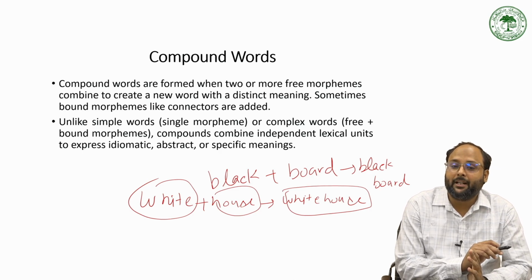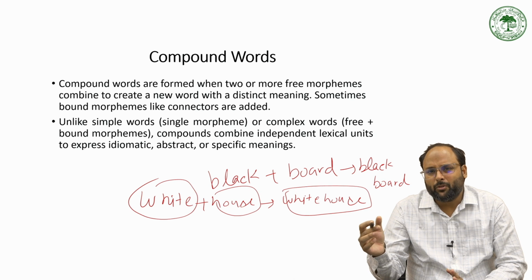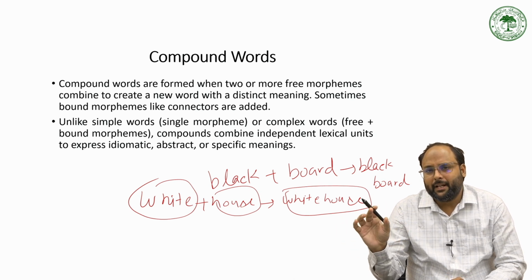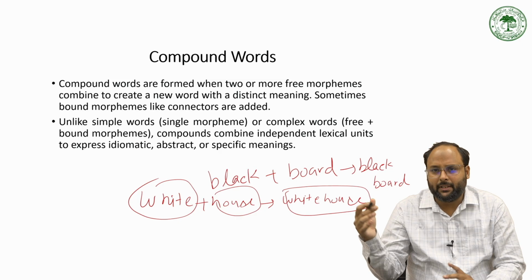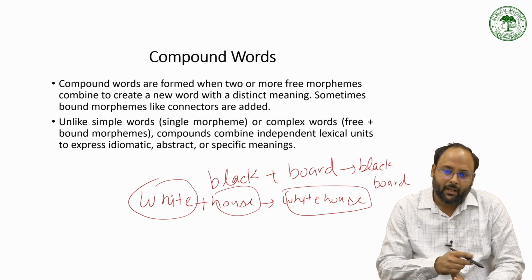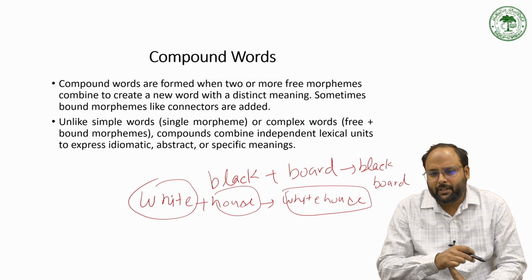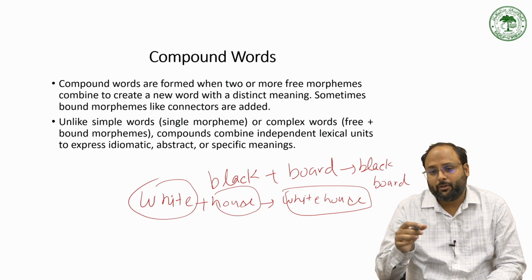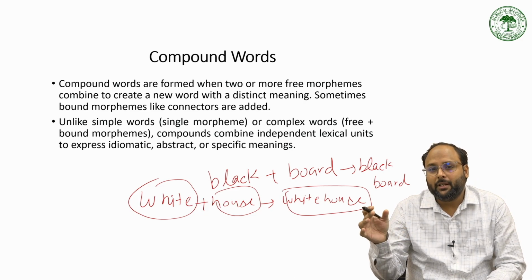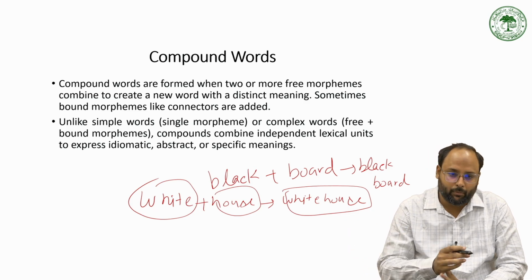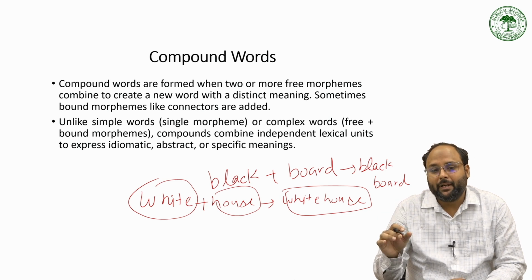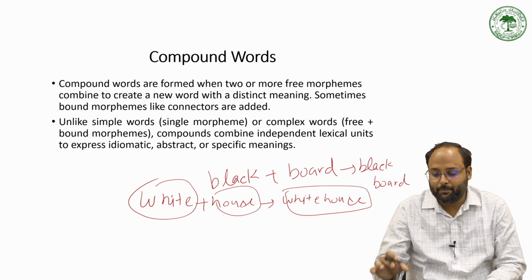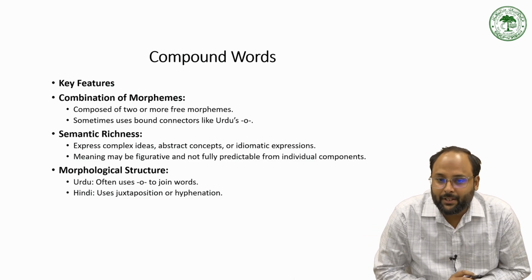Sometimes bound morphemes like connectors are added. In Urdu-Hindi, we can add some connectors like in ilm-o-adab. So o is the connector in Hindi-Urdu. Sometimes in Urdu, this kind of compound word comes from Persian origin. Unlike the simple word, which is a single morpheme, or the complex word, which is a combination of one free and one or more bound morphemes, compound words combine independent lexical units, or two free morphemes, and they give an idiomatic, abstract, or specific meaning. So that is the key feature of compound words.